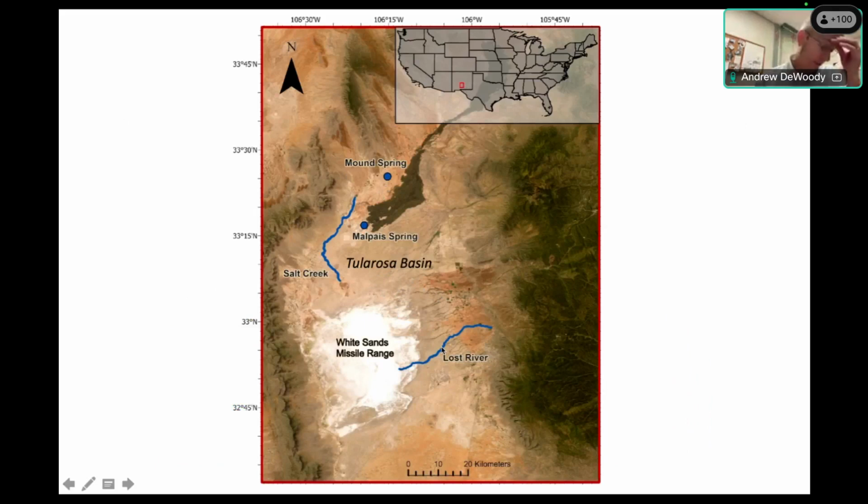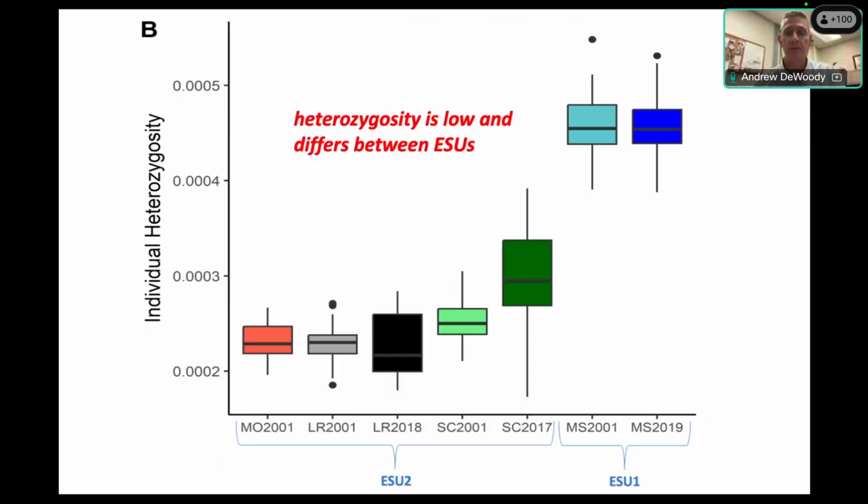And I'm going to use about 2 or 3 slides to talk about a couple of years worth of work. So forgive me for jumping right into some of this. But the first measure I want to talk about is individual heterozygosity. That is, for an individual fish, what was the heterozygosity across its genome? And what you can see is that there are some differences.